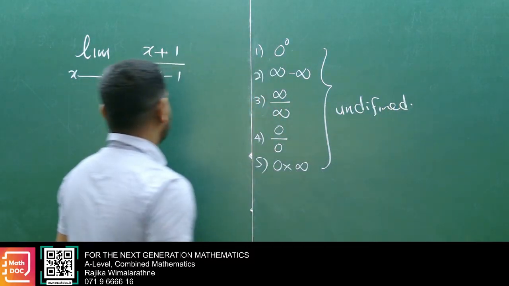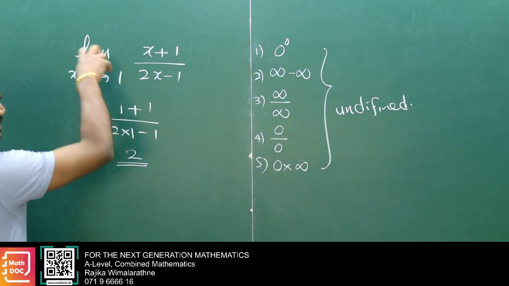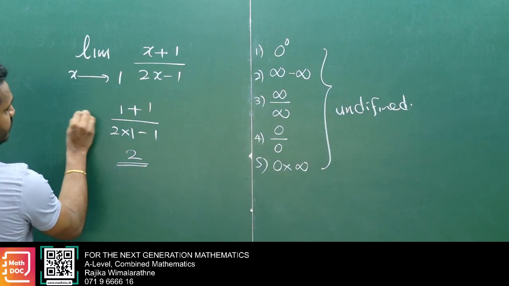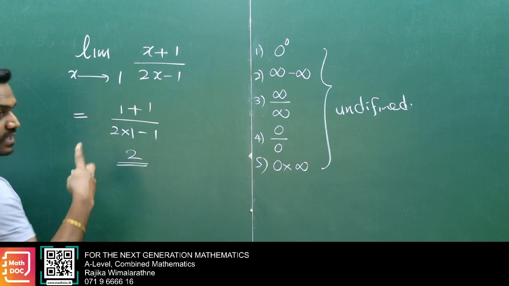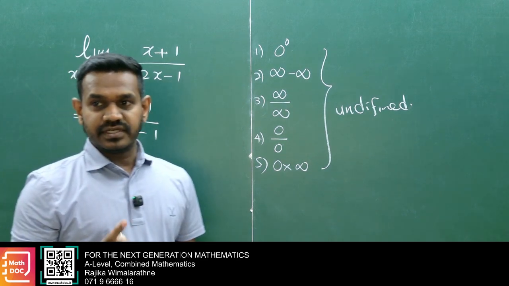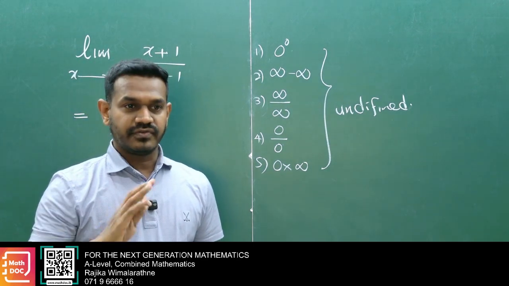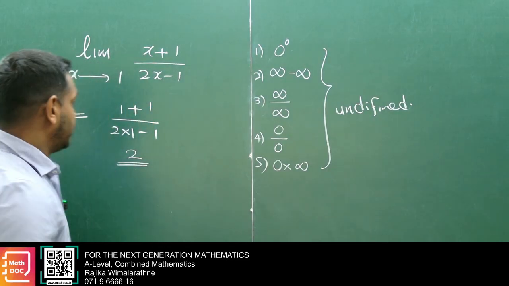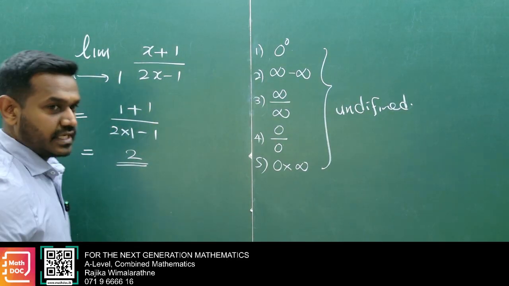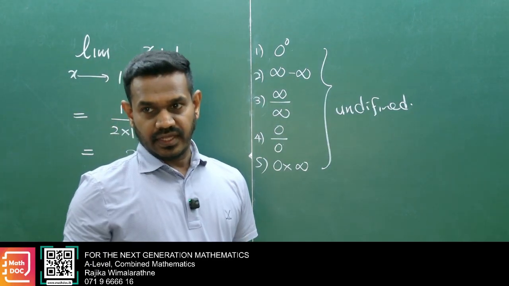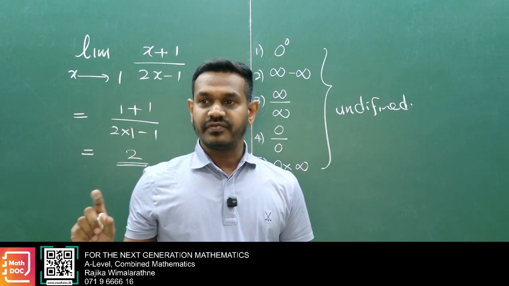When you substitute the x limit into the function, you put an equal sign here. Don't write limit now because we have substituted the x limit. Therefore, further you don't write limit. Then the value is 2. That's how we do it. Simple step. Okay, this is one type of question.